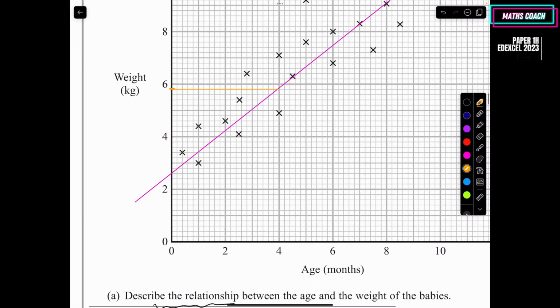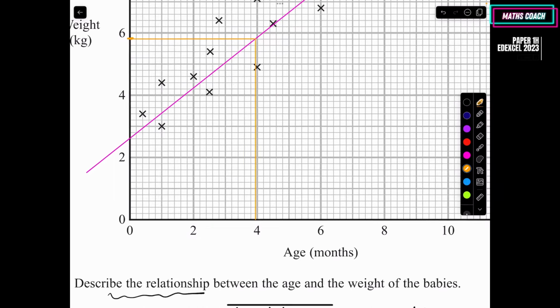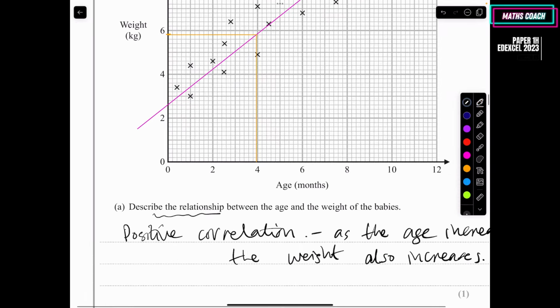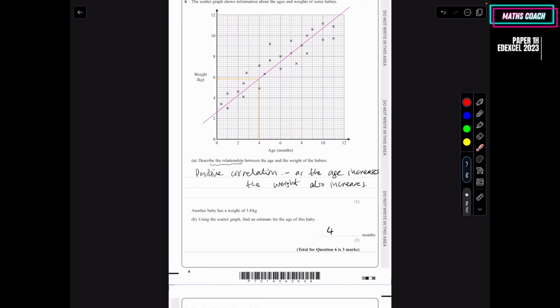And you can see that's a nice place where it hits actually. So we can go down and say, I'm going to go with 4. It's just because of my ruling, but 4 is fine. So age, let's go for 4 months. Now, depending on your line, your answer may be different to this, but there's usually a range. So something like 2.5 to 4.5, anything in that range is fine.